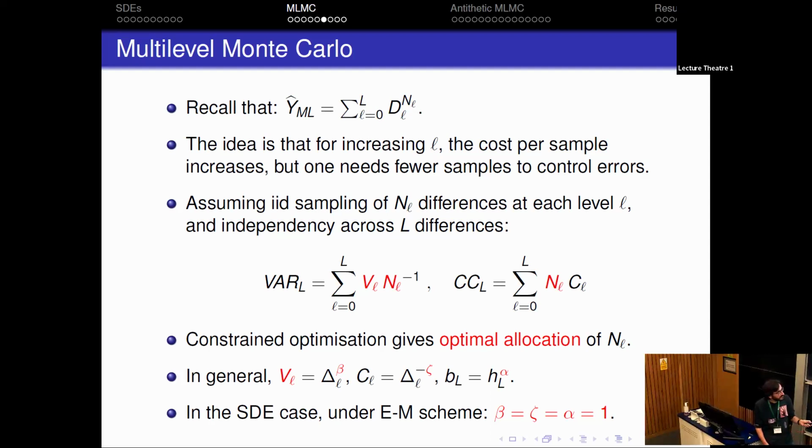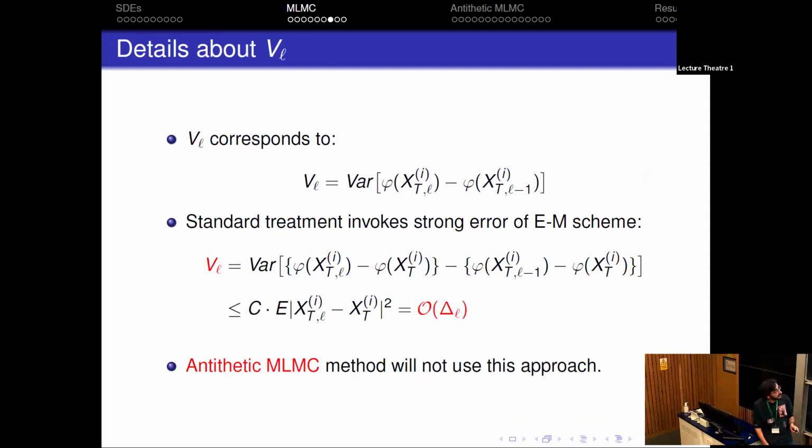In the Euler-Maruyama scheme, everything is equal to 1. So the weak error is 1, the strong error, this guy here, is 1, and the computational cost is always 1, in fact, in all the schemes that I'm showing here. This is the key quantity, the variance between 2 consecutive levels, and you can control it by adding and subtracting the correct thing, using the strong error of the SDE, and you can say that's order delta L.